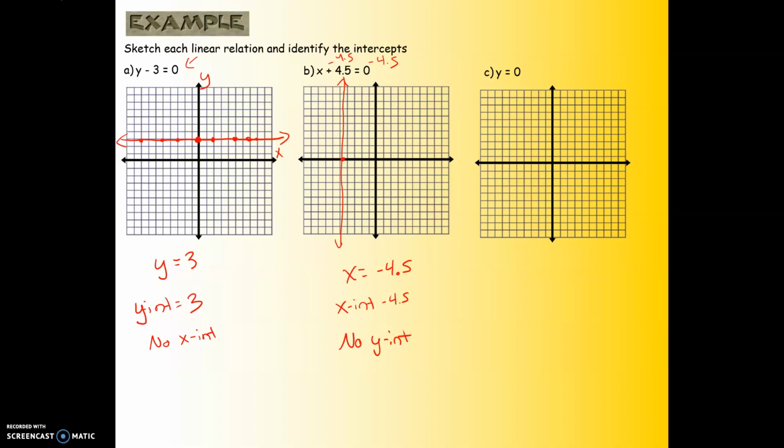Lastly, y equals 0. So the point where all your y values equal 0. So here's that point 0. Over here, y is still 0. Here, here, this whole line, y is equal to 0. And this one has a y-intercept of 0. And it also has an x-intercept. This is a special case because it happens to fall right on the origin.